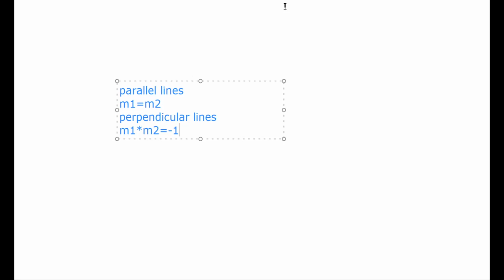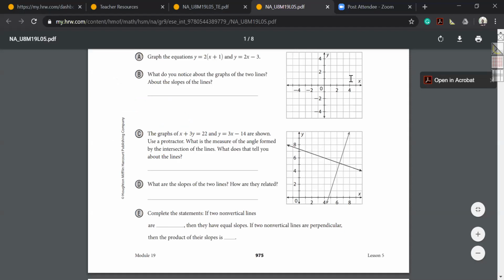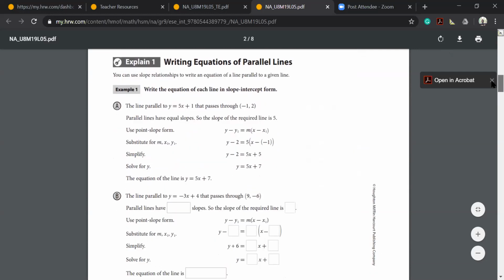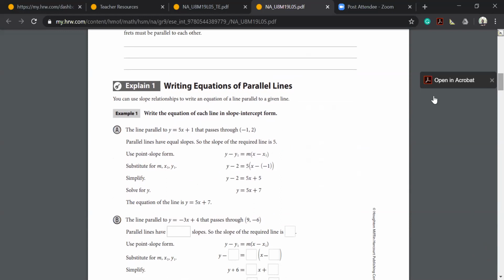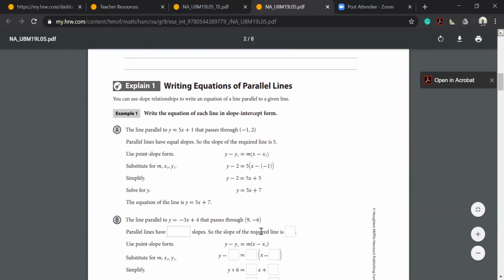Let's go back to our book and see. Okay, let's go to the second page. In here, Example 1: Writing equations of parallel lines. You know that I love not to work inside the boxes, right? So I will solve with you question A and I will tell you how to do it exactly. And then you will do B on your own.